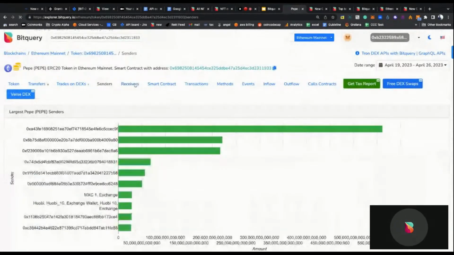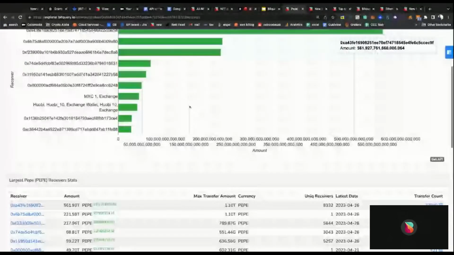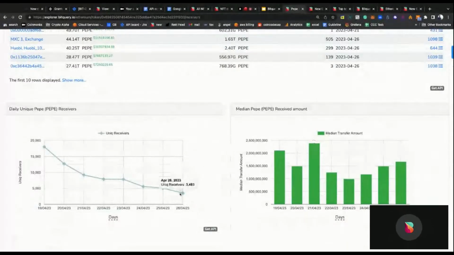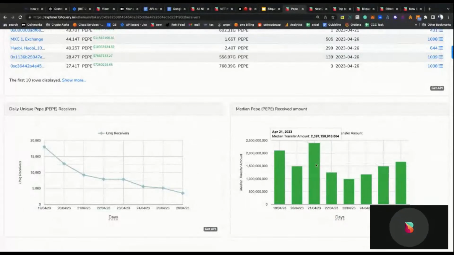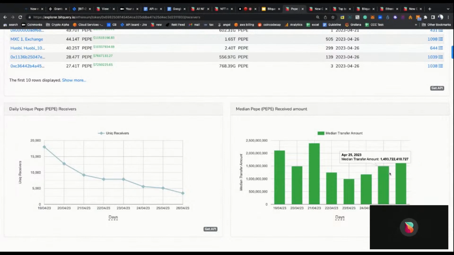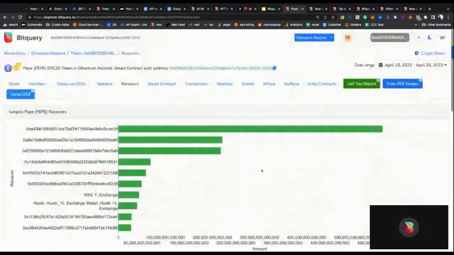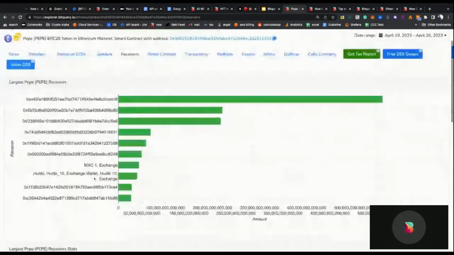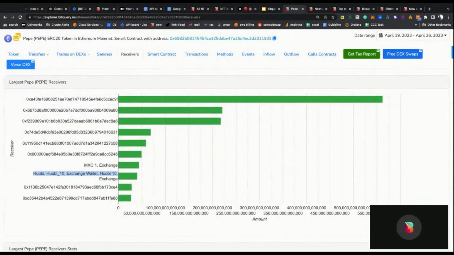Similarly for receivers, you see similar data. And you see unique receivers, they are just down. You see median transfer amount, it's around 1 billion. Wow. And you see we also have some annotations. These annotations will help you to know more about the addresses. For example, which is this address? We get these annotations through different sources.